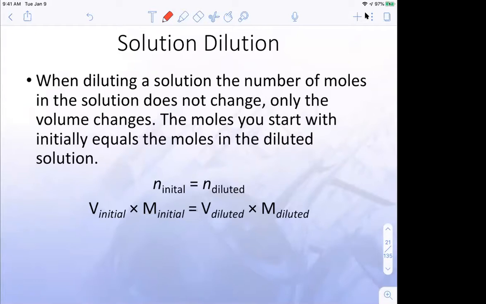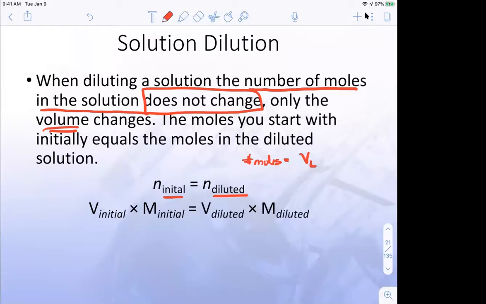So when you dilute a solution, this is a key important fact. The number of moles in the solution does not change. Only the volume changes. The moles you start with initially equals the moles in the diluted solution. So the moles initially equal the moles diluted. Now remember, the number of moles is equal to the volume in liters times the molarity in moles per liter. So I can write this expression, which says the volume initial times the molarity initial is equal to the volume diluted times the molarity diluted.